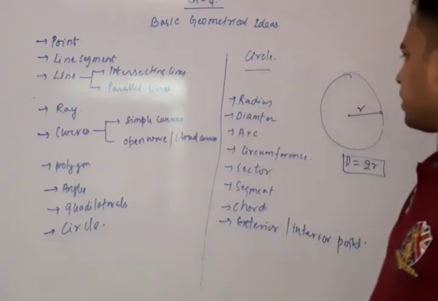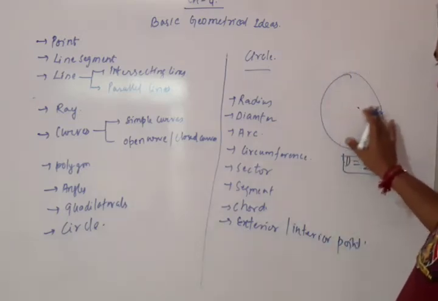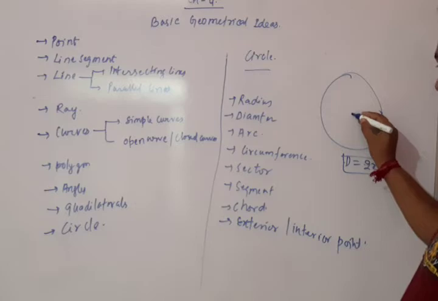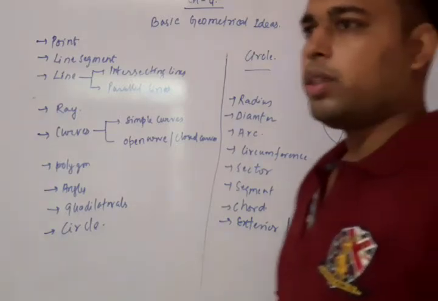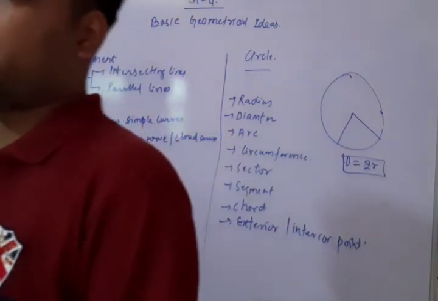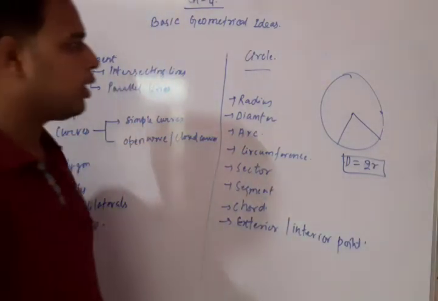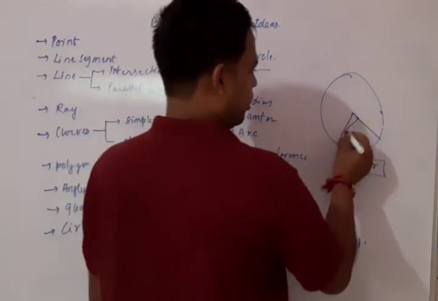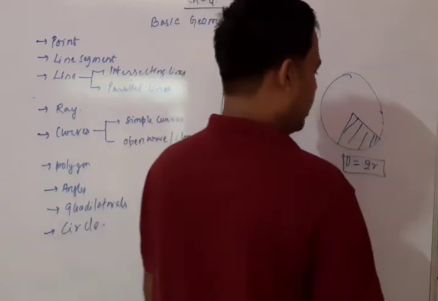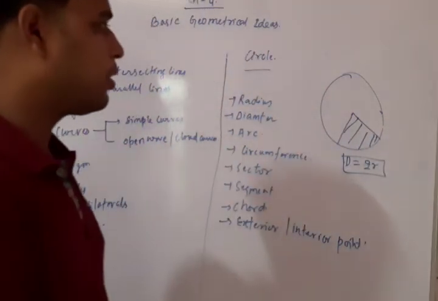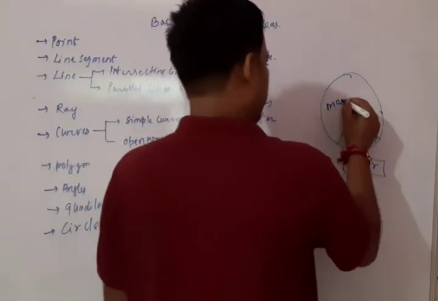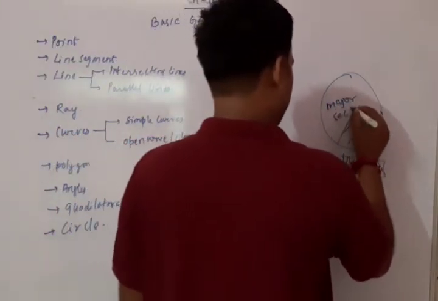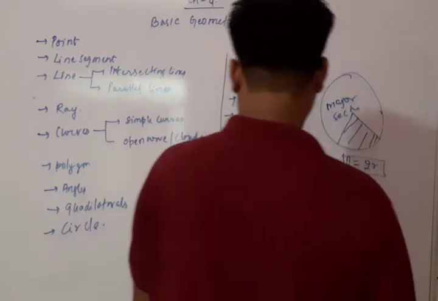Now next is sector. A sector is formed by the area in between two radii of a circle. The area that comes between two radii, the smaller area will be known as the minor sector and the larger area will be known as the major sector. This is the major sector and this is the minor sector.